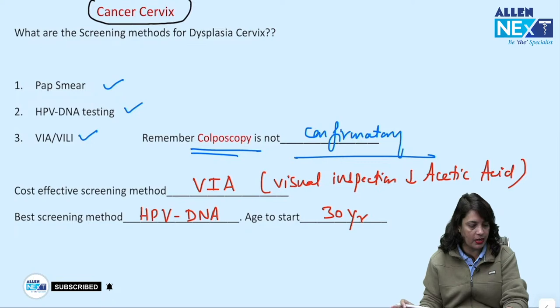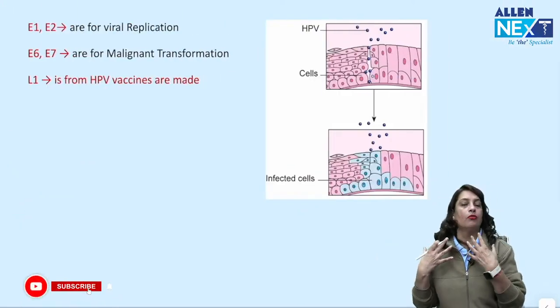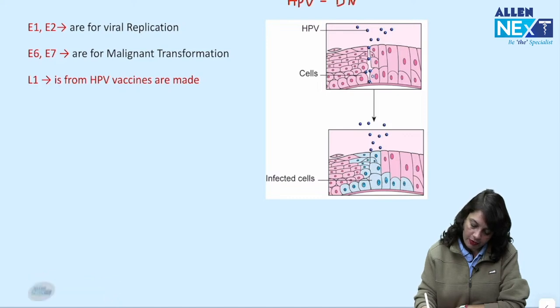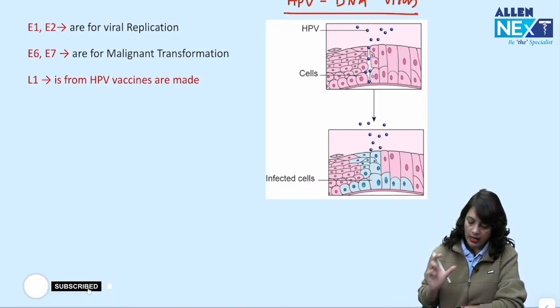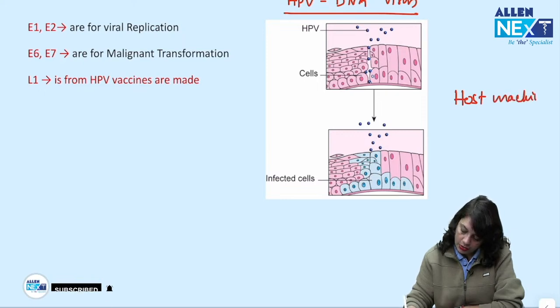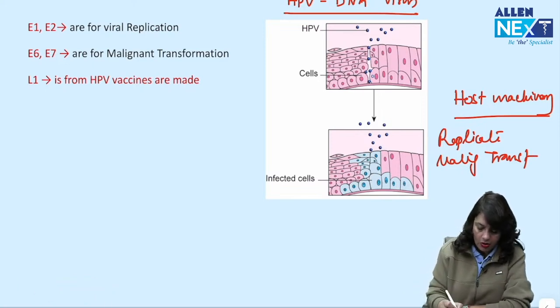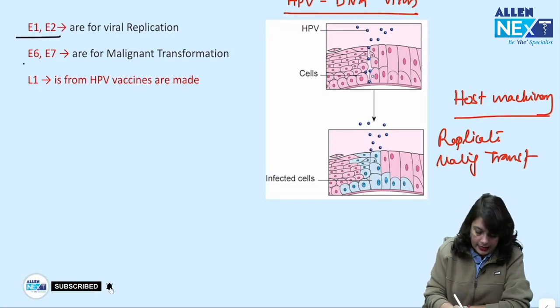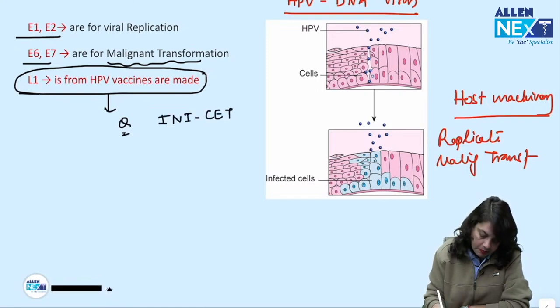Remember, this is very, very important content and confirmatory answers I am telling you. Next, which viral protein? HPV is a DNA virus, it causes infection in the epithelial cells of the cervix. It incorporates its DNA and it uses the host machinery to replicate, to cause malignant transformation. Okay, so which viral proteins cause viral replication? E1, E2, and E6, E7 cause malignant transformation, and L1 protein is the one from where the HPV vaccine is being derived. So this is an INI CET PG entrance question.